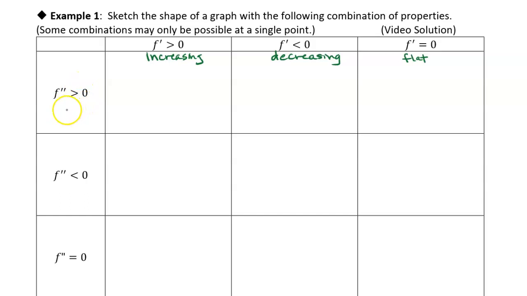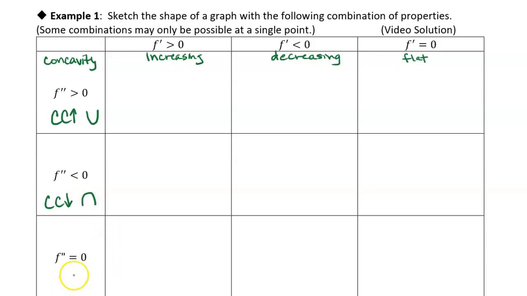All right, so let's look at the second derivative. Remember we just said this: the second derivative has to do with concavity. The second derivative tells us about the concavity. So if it's positive, it's concave up. It looks like a U, like this. If it's negative, it's concave down. It looks like an upside down U.